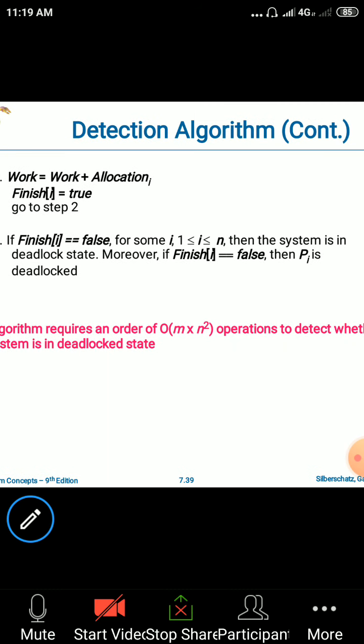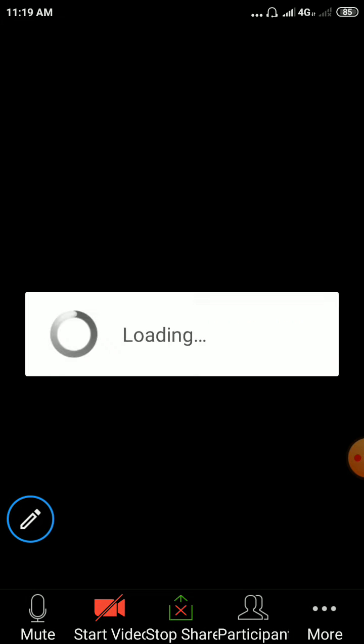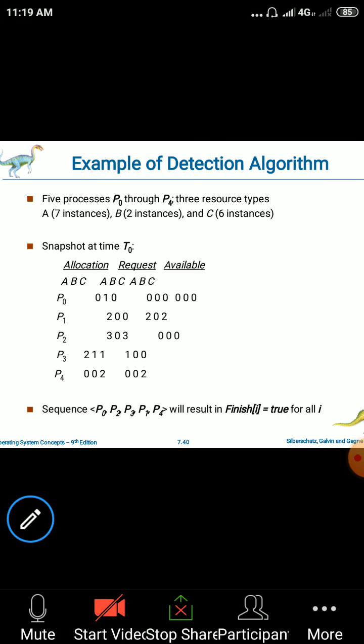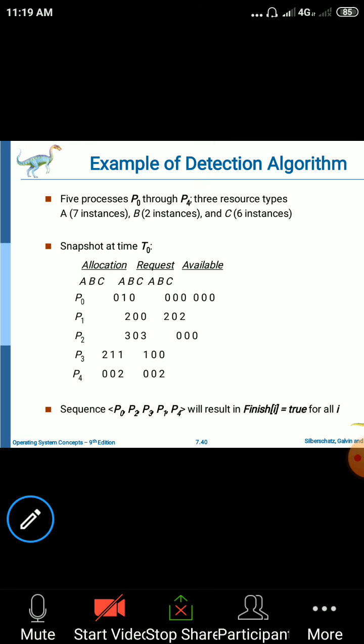We'll see one problem for the deadlock detection algorithm. Here we have 5 processes P0 to P4 and 3 resources A, B, C, where A has 7 instances, B has 2 instances and C has 6 instances, and you can finally check the available resources.